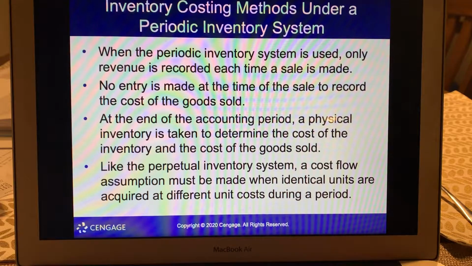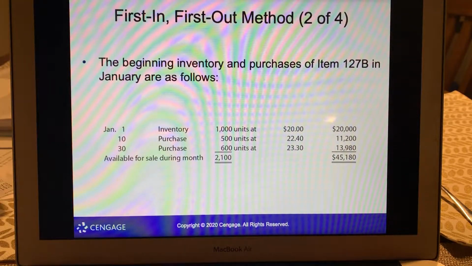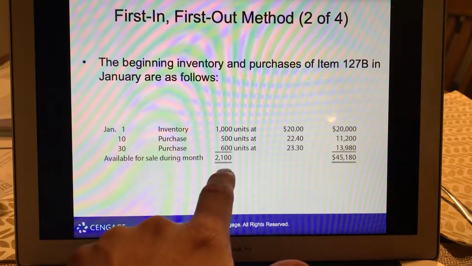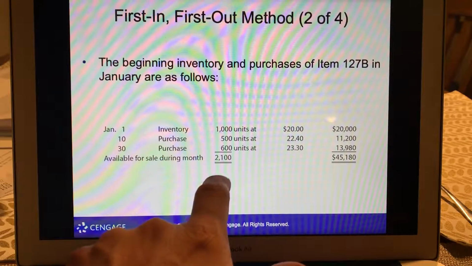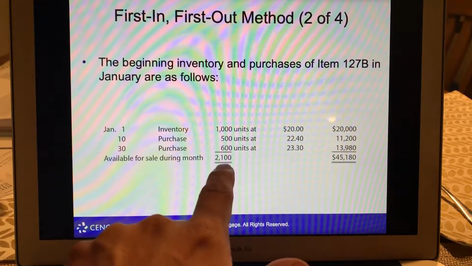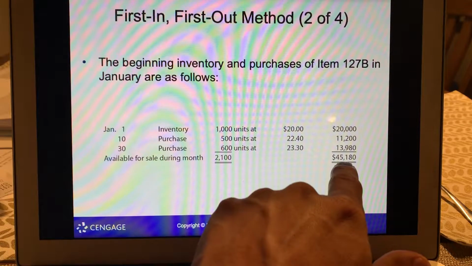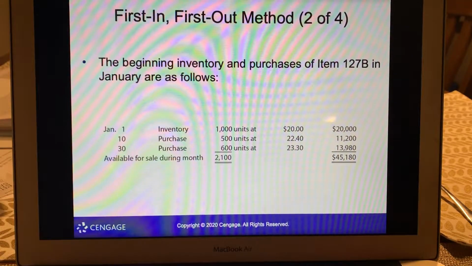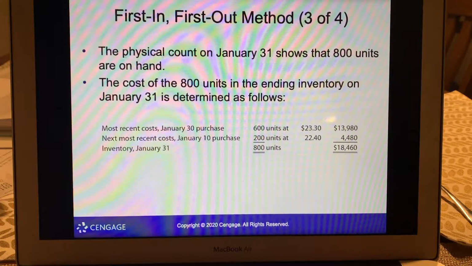At the end of the accounting period, a physical inventory is taken to determine the cost of the inventory and the cost of the goods sold. Like the perpetual inventory system, a cost flow assumption must be made when identical units are acquired at different unit costs during a period. So first in, first out. Okay, beginning inventories purchases of item 127B in January as follows: inventory of 1,000 units. So this is how many units we have, and that's the cost of our inventory.